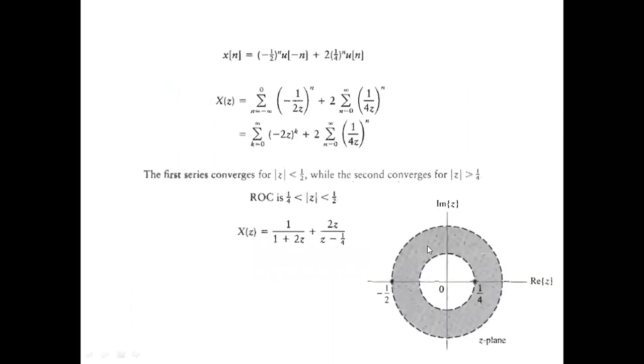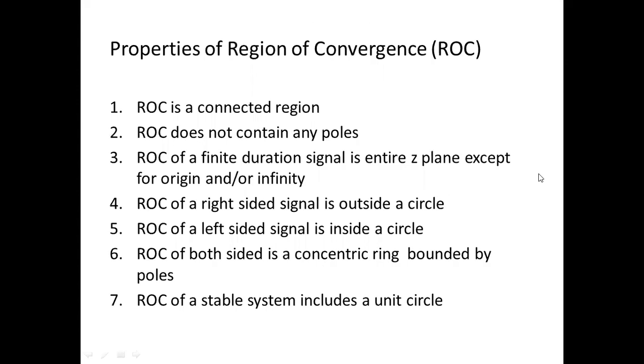In this entire area here, you can see everywhere it is connected from some point A to some point B, from some radius A to some radius B, everything in that particular radius will be stable, right? So that was the thing with ROC. So the first property of ROC, I think we all are convinced: ROC is a connected region.